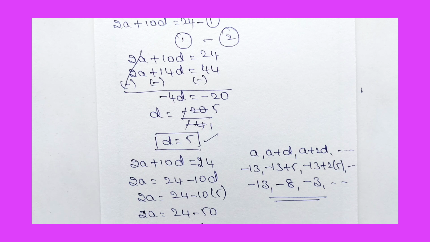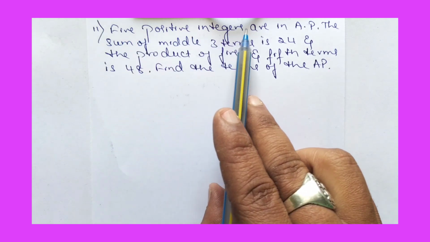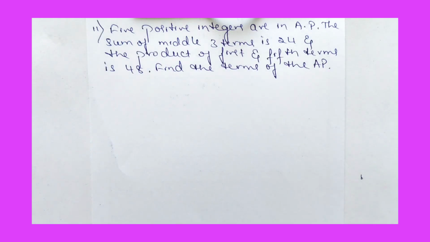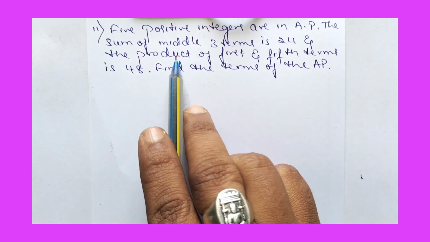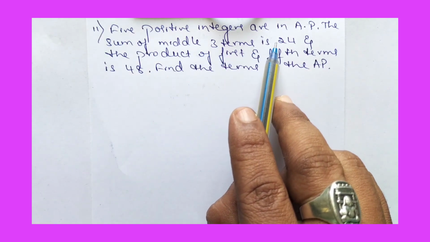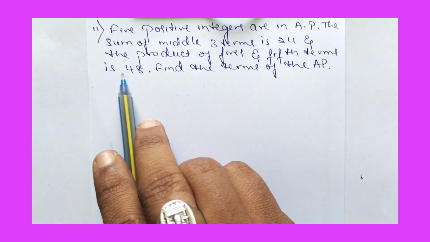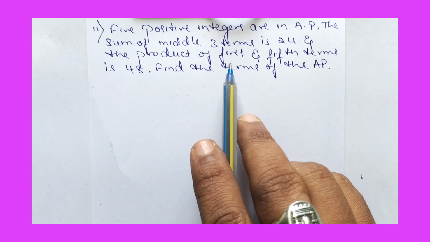So now let us move to question number 11. Question number 11. 5 positive integers are in AP. The sum of the middle 3 terms is 24. And the product of the first and fifth term is 48. Find the terms of the AP.